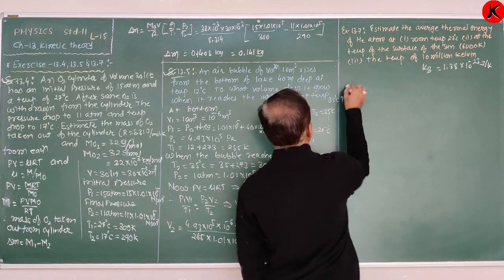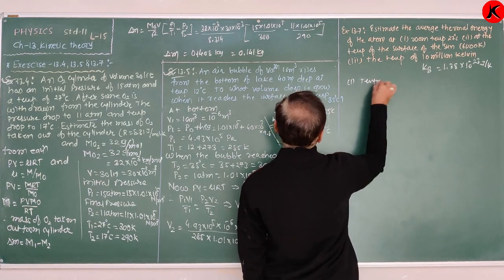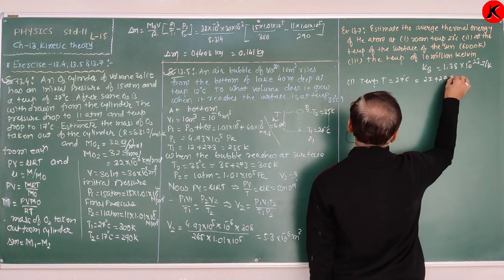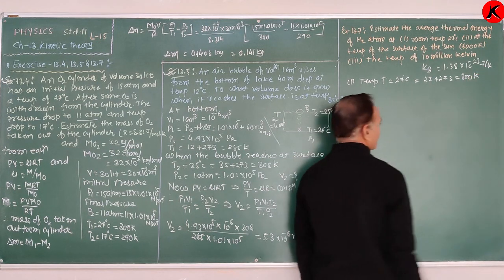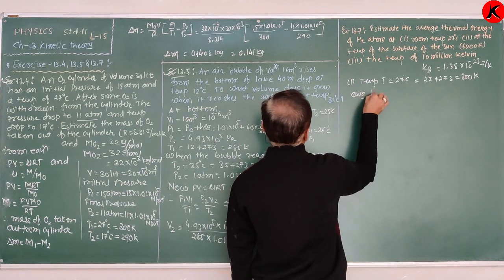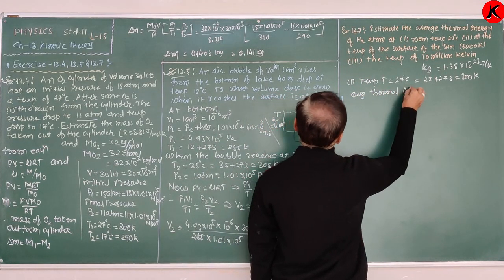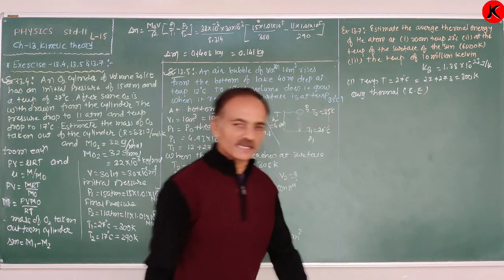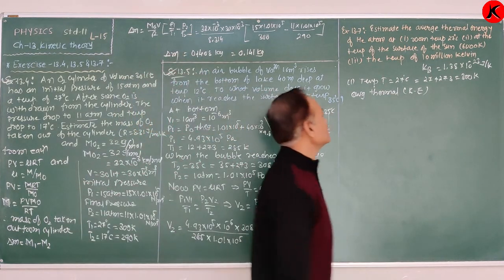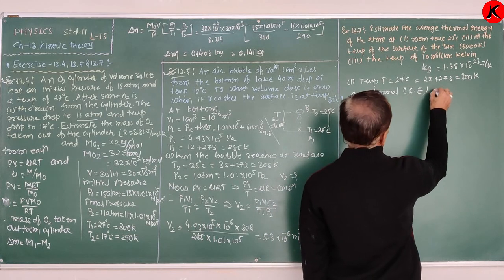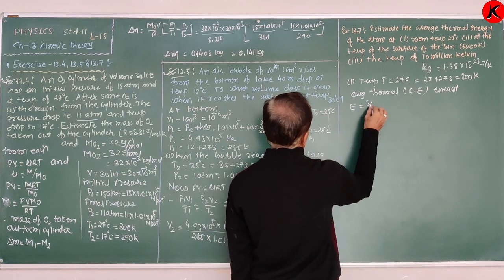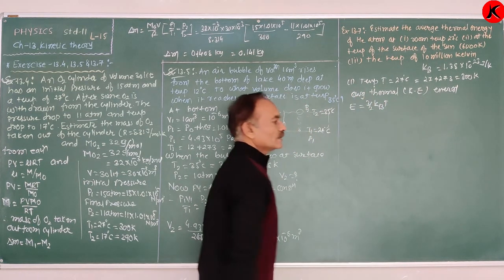Now for the first, temperature T is given as 27 degrees centigrade. That means 27 plus 273, that is 300 Kelvin. The average thermal energy or the kinetic energy. Why is that known as the thermal energy? Because the average kinetic energy depends on absolute temperature. So the average thermal or kinetic energy E is equal to 3 by 2 kB T.